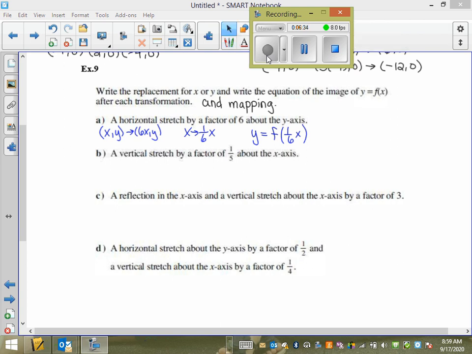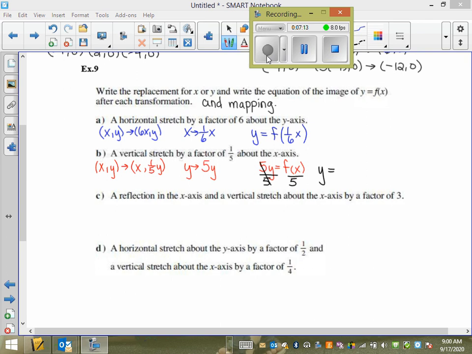Vertical stretch by a factor of 1/5 about the x-axis. So I'm going to get (x, y), vertical stretch, so it's going to be multiplied by my y, right? So I get (x, 1/5 y). My replacement, y is going to be 5y. Remember, because it's with the y on the other side, it would actually flip, wouldn't it? Then my equation, I would replace it. So I'd go 5y equals f of x, divide by 5, and y equals 1/5 f of x.